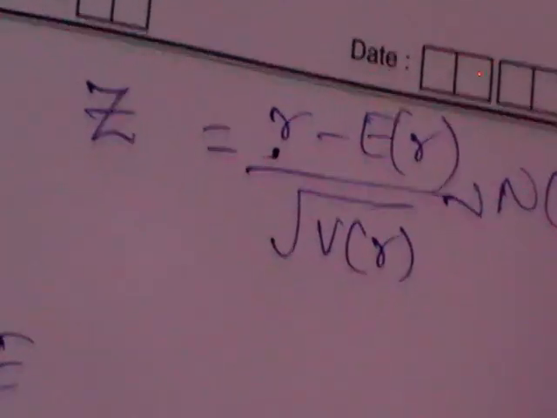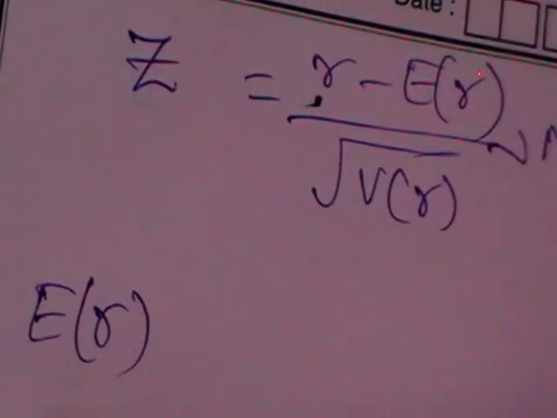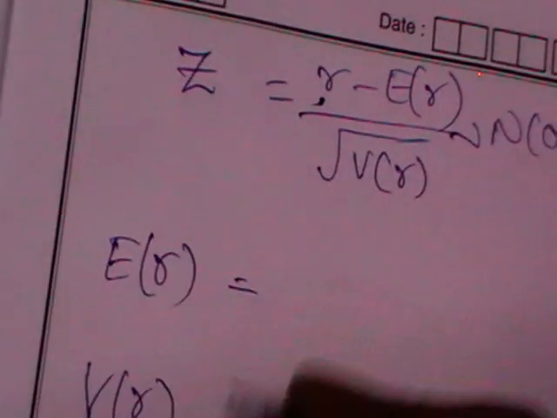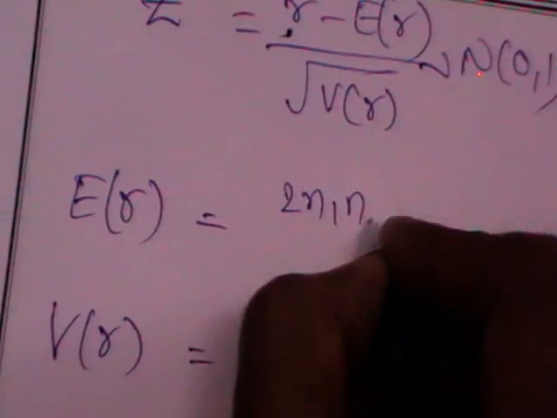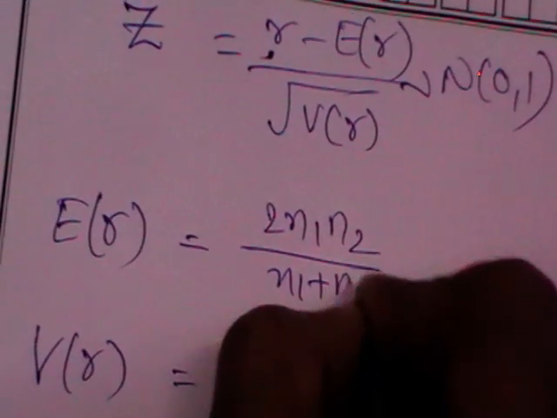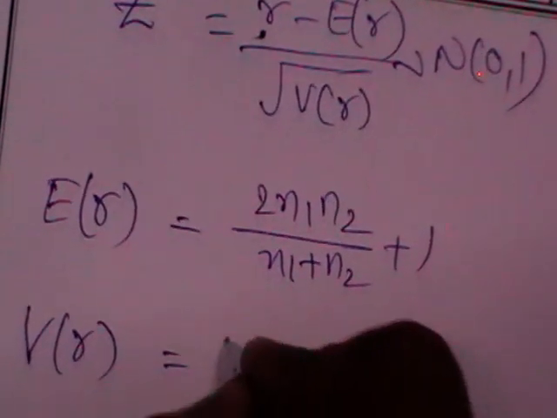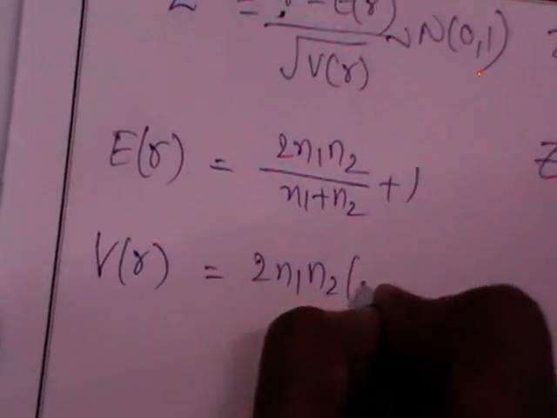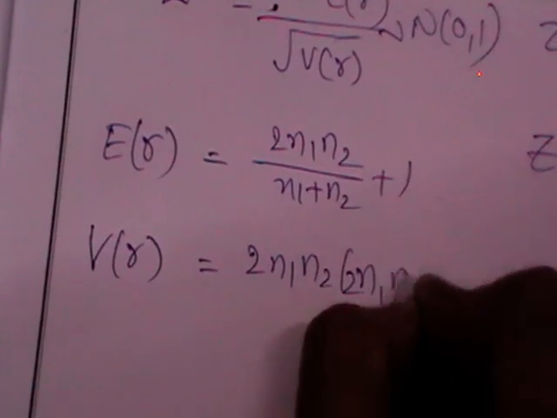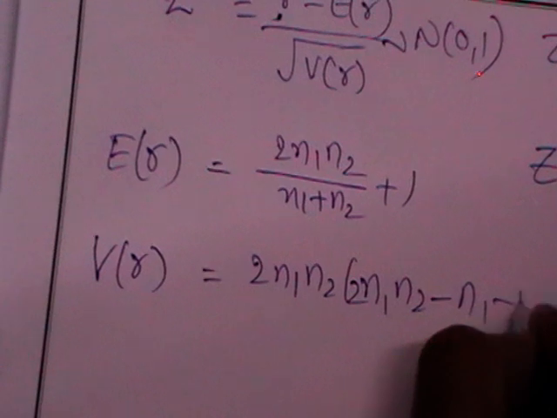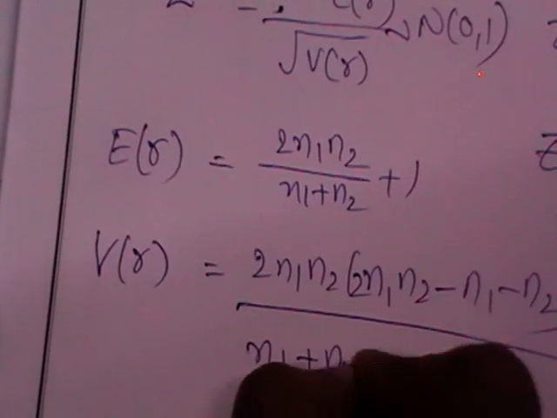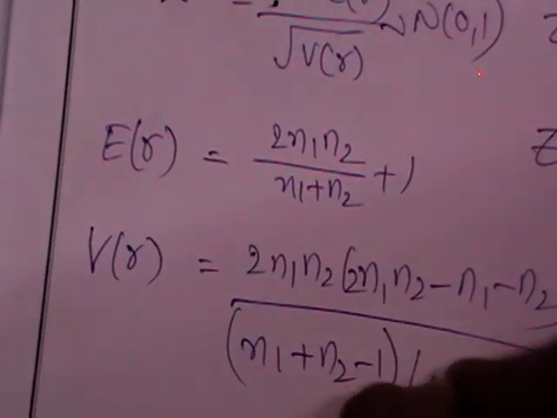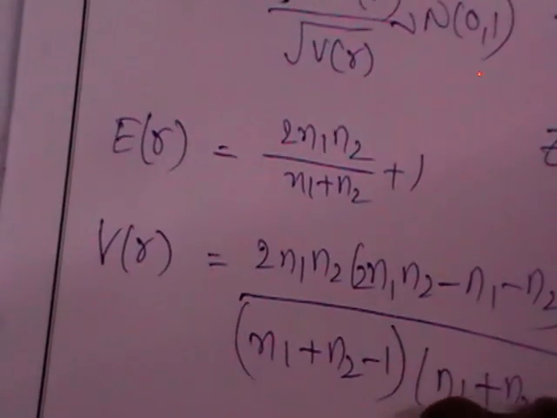Now we know R. Likewise, as in the Wilcoxon signed rank test, we have formulas for E of R and V of R, which are to be remembered. E of R is 2n1n2 by n1 plus n2, plus 1. These expressions you should learn by heart. There is no particular distribution to remember. At the end I have revised all these together, on how to remember this.